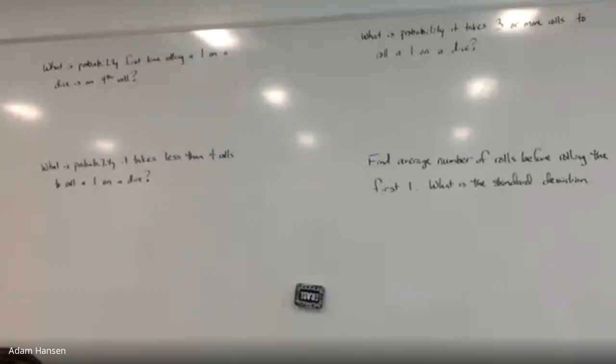Now, if this is not true, then the other wouldn't be true either, right? If it wasn't independent, the chance of rolling a 1 would change after each roll. Those kind of go hand in hand. All right, so what is the chance that the first time I roll a 1 when rolling the dice is on the 4th roll?